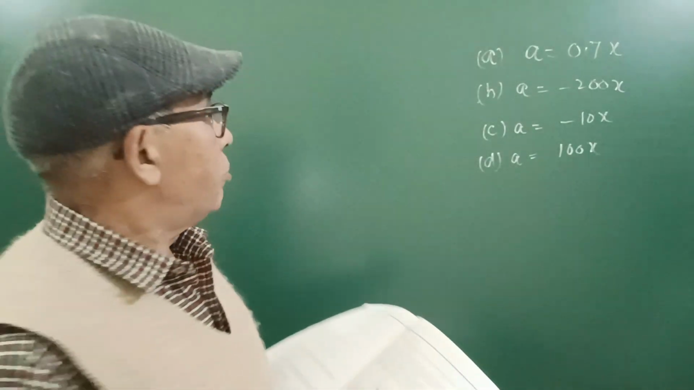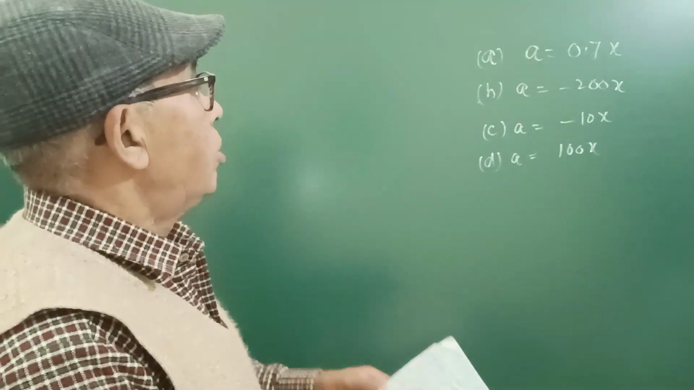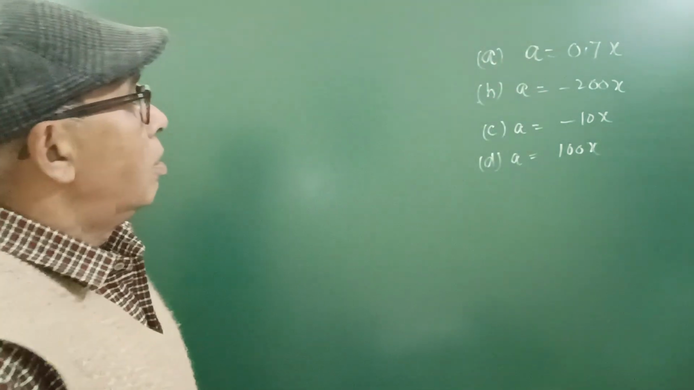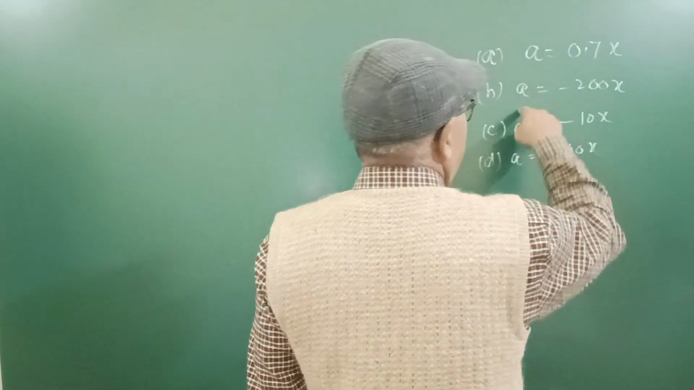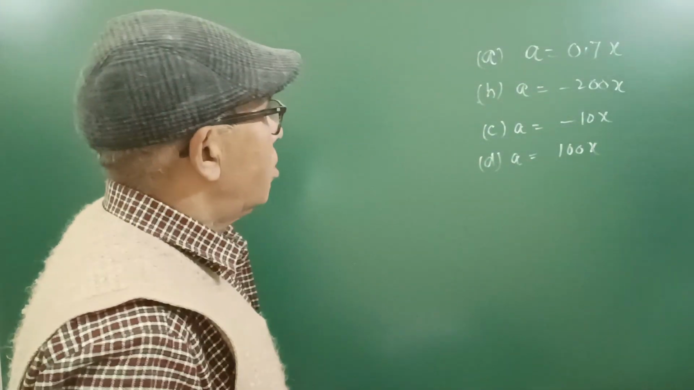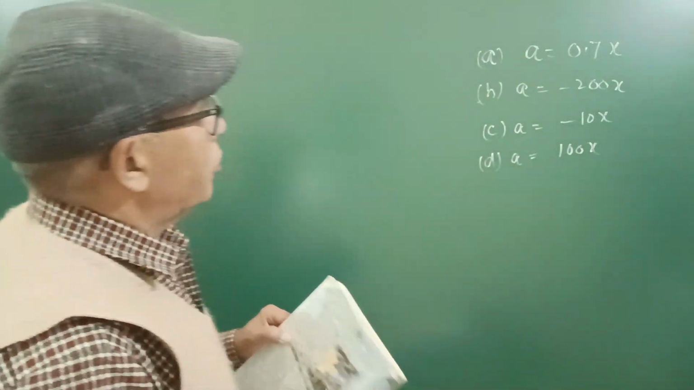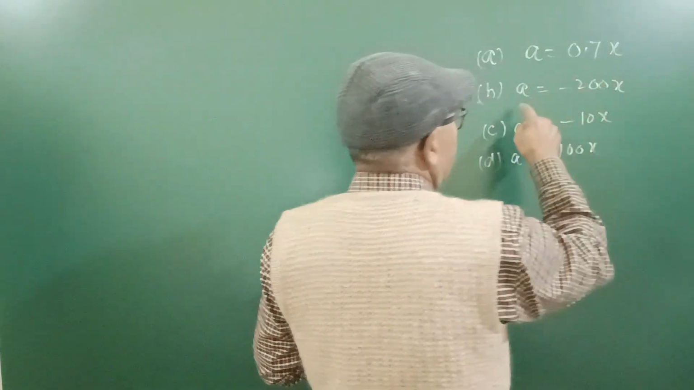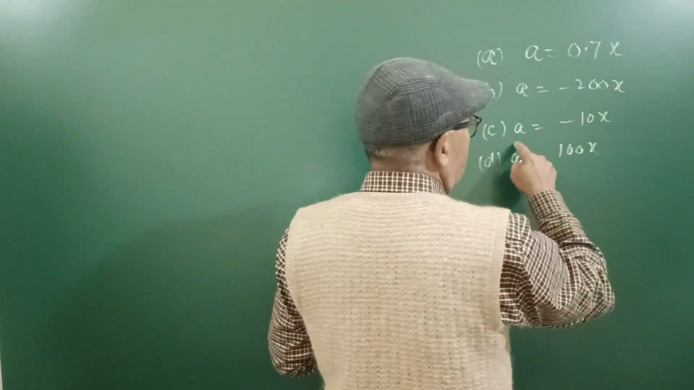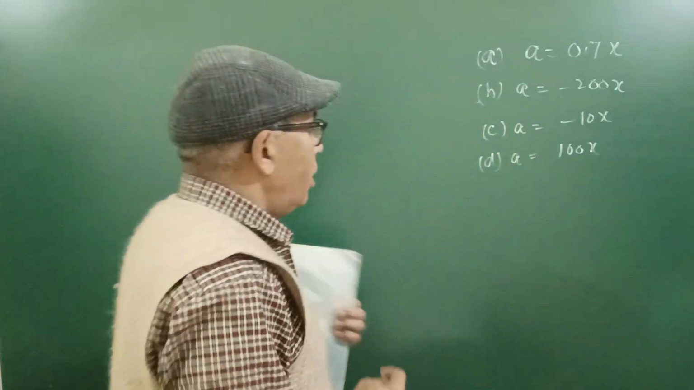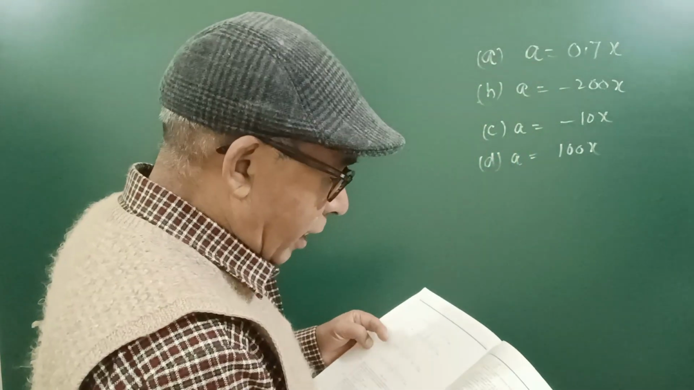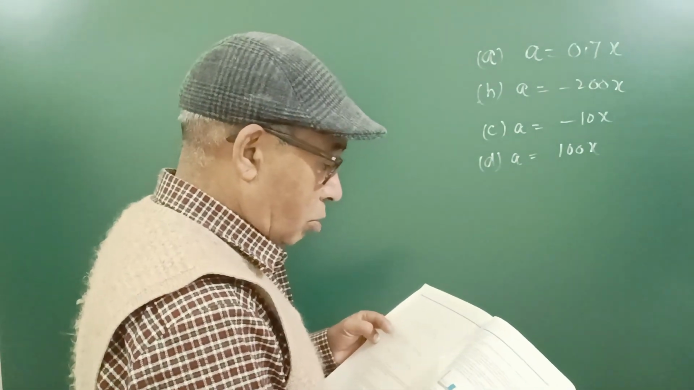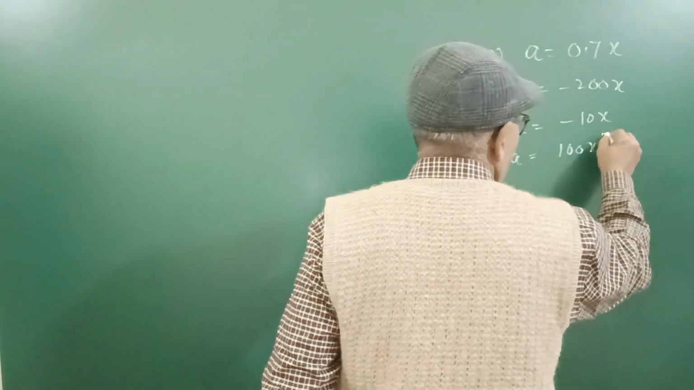Here, dear students, on the board there is a question. You are given a as the acceleration of motion and x the position. A here represents acceleration. So, four motions are represented here: a equal to 0.7x, a equal to minus 200x, a equal to minus 10x, a equal to 100x square. Sorry, it is cube here, sorry.